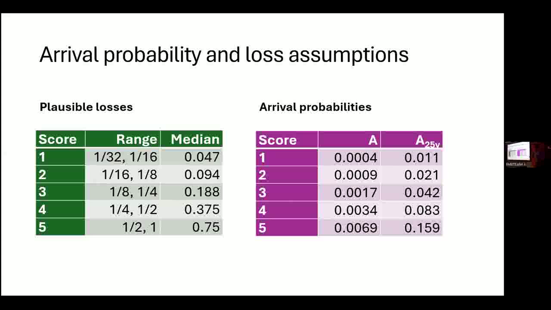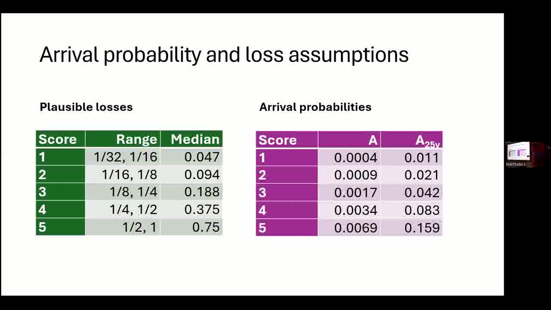Arrival probabilities. Based on that arrival rate of 1 per year, given that we've got 600 or so that haven't got there yet, the annual arrival rate for a likelihood score 5 would be about 0.6% per year, 0.7% per year, which over 25 years gives you an arrival probability of 16%.